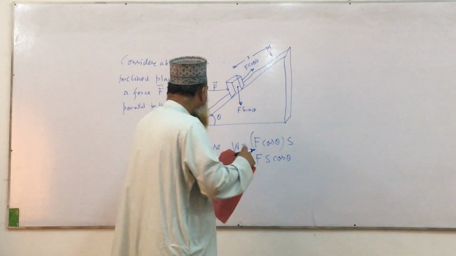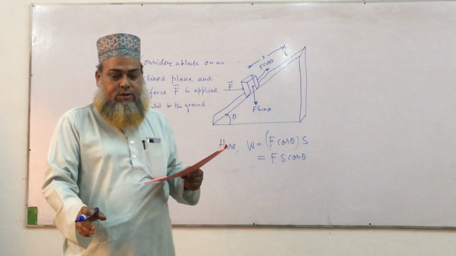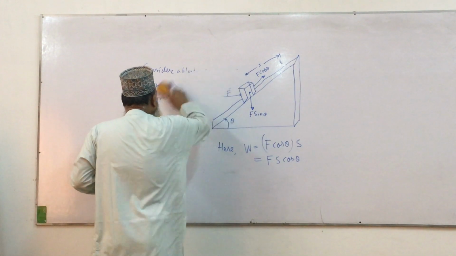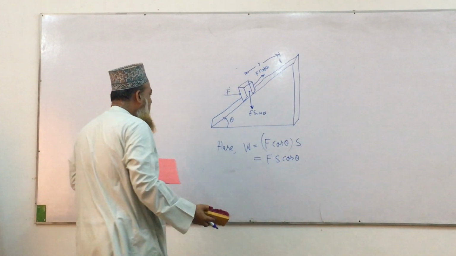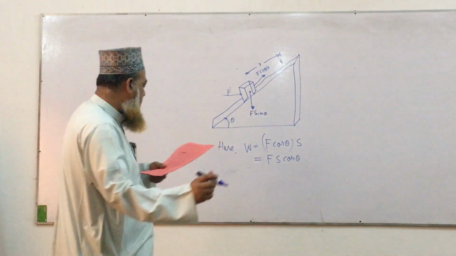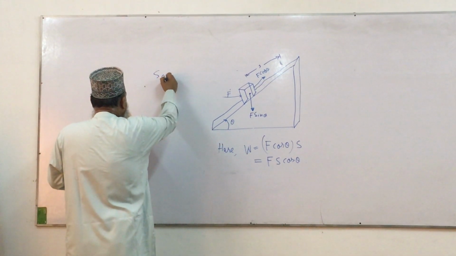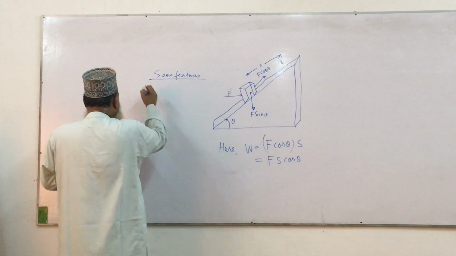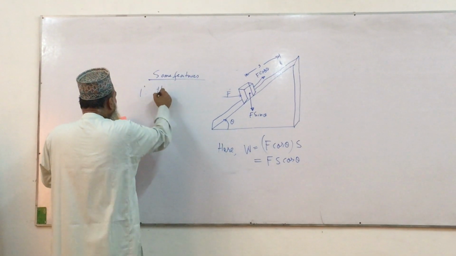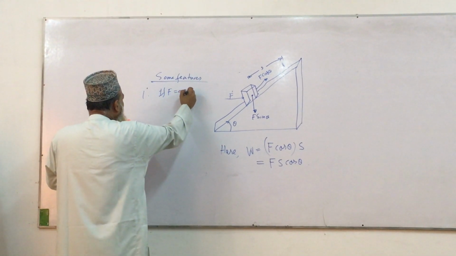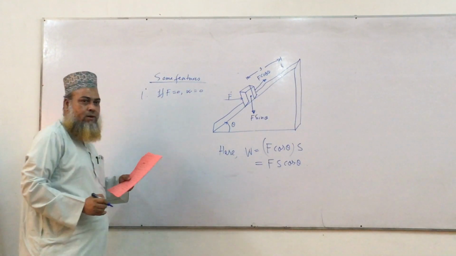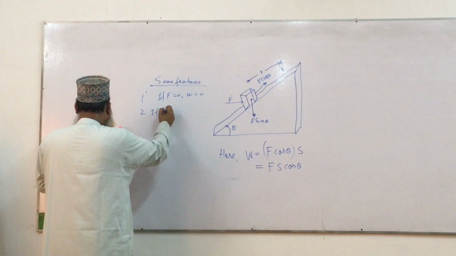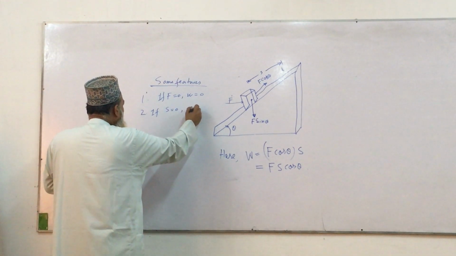So now we shall discuss some features of this equation, W equals F S cos theta. Number one, if F is 0, W is 0. Number two, these are obvious. If S equals 0, W is 0.